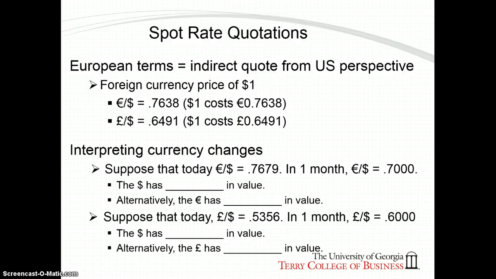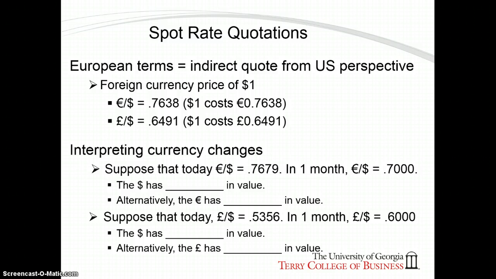Again, let's think about how to interpret changes in European terms spot rates. Suppose that today the European term quote for the dollar is 0.7679 euros. However, in a month, we observe that the rate is 0.7 euros. What does this imply about the values of the dollar and the euro? Clearly the dollar has decreased in value. It's depreciated relative to the euro.